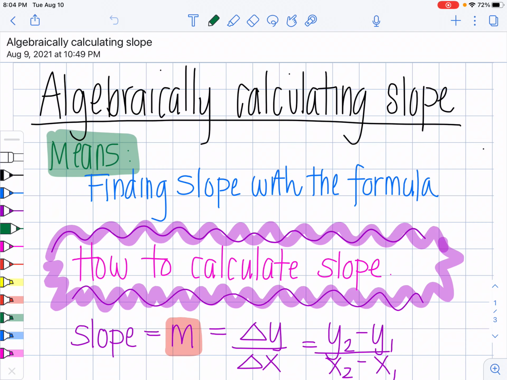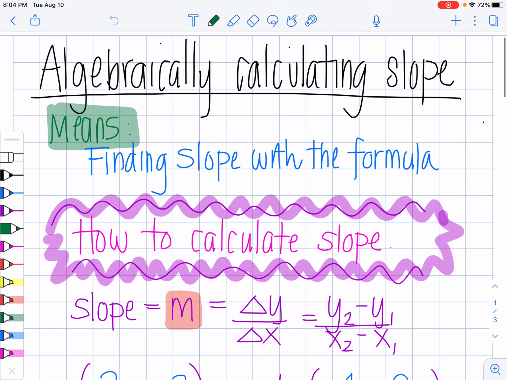Hello! In this video, we're going to talk about how to calculate slope algebraically, which means I'm going to use the formula to find slope. Okay, so we got some kind of tricky math symbols we want to look at. So how to calculate slope.